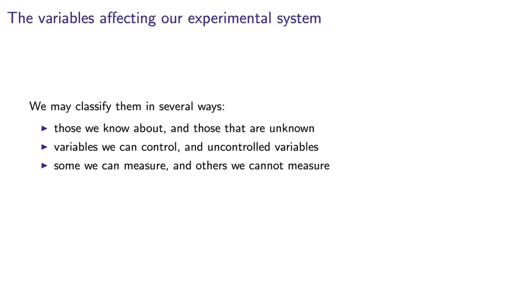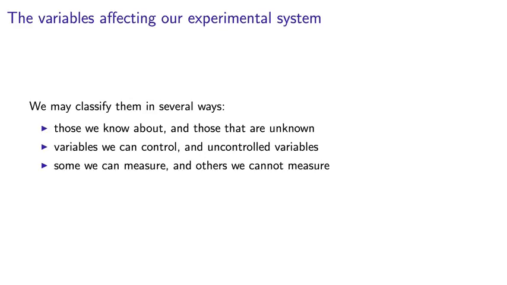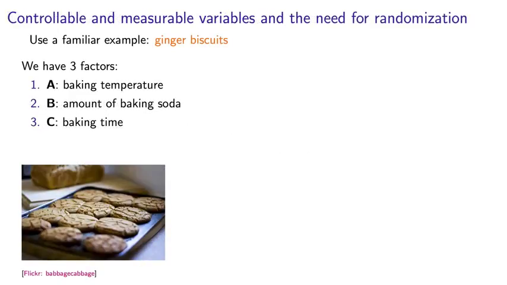There almost certainly are variables in your system that will affect your outcome that you did not think about when you start experimenting. And you'll see why these unknown variables can play an important role later on. I'm going to walk through an example to show what I mean by controllable and measurable factors. Once you understand that terminology, you will see why randomization is so crucial.